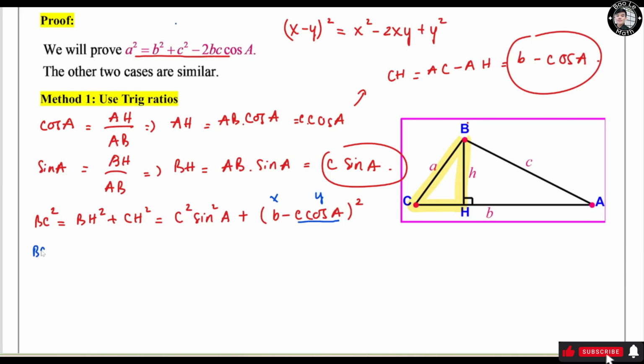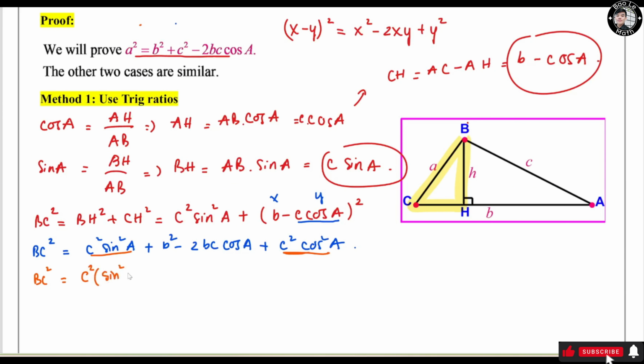So we have BC squared equals c squared sine squared of A plus b squared minus 2bc cosine A plus c squared cosine squared of A. Now we're going to group this guy and this guy. Then we're going to factor c squared out. So we have BC squared equals c squared times sine squared of A plus cosine squared of A, plus b squared minus 2bc cosine A.